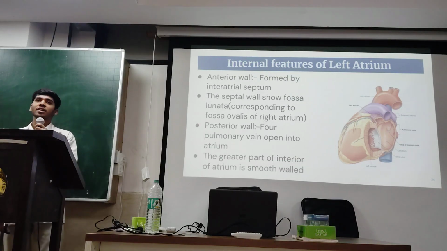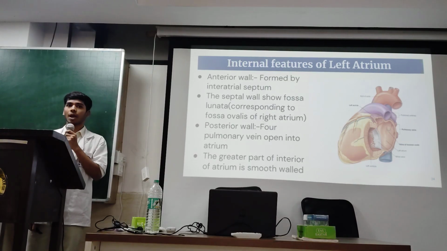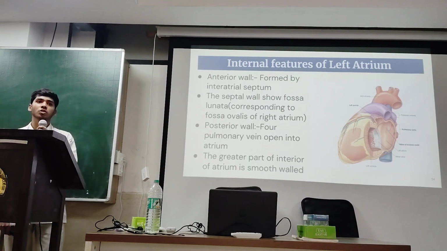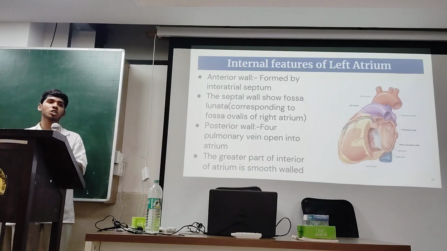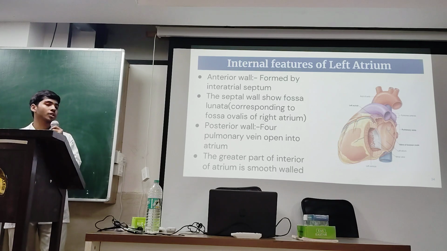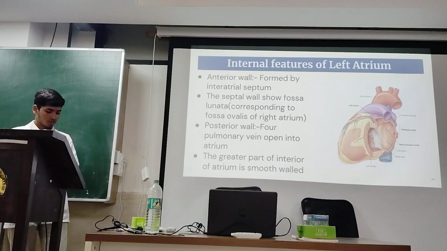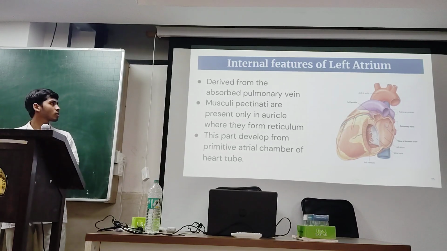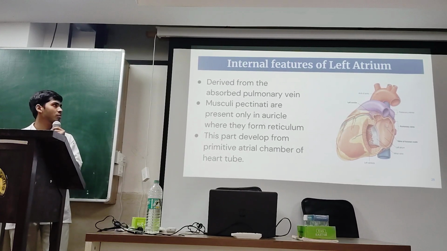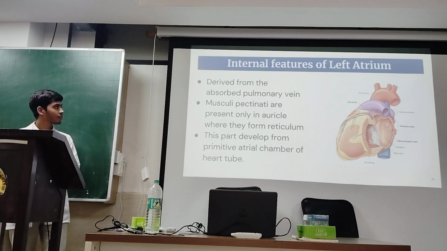So now let's discuss the internal feature of left atrium. Anterior wall is formed by interatrial septum. This septal wall has the fossa lunata, which corresponds to fossa ovalis of right atrium. Posterior wall has 4 openings for pulmonary veins. The greater part of atrium is smooth, which is derived from absorbed pulmonary vein. Muscular pectinate muscles are present only in auricle, where they form reticulum. The part developed from primitive atrial chamber of heart tube.